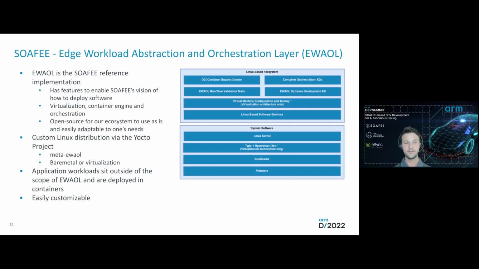Docker is a container engine used to run containers. K3s is a lightweight Kubernetes distribution for container orchestration. Xen is a Type 1 hypervisor for hardware virtualization.